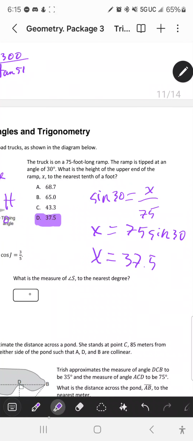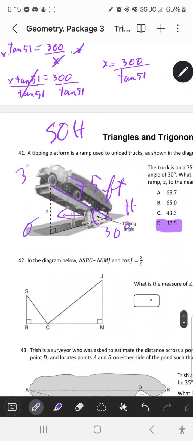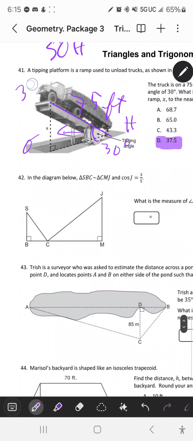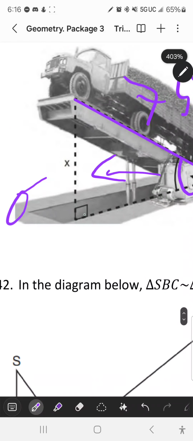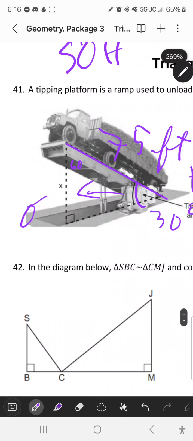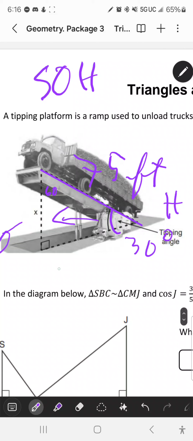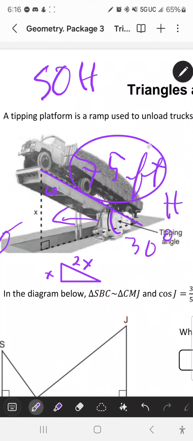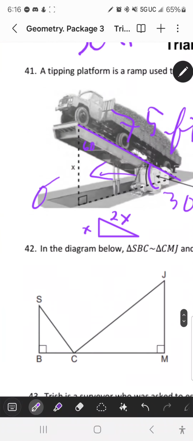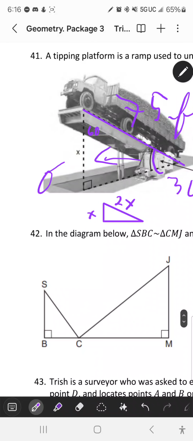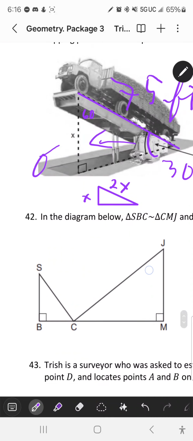Now, another way to do it is that if you remember our identity 30, 60, 90, we know that this angle is 30, this one is 90, so therefore this one is 60. And the short line is half the long line. So we have the long one, which is the hypotenuse, and we need the short. So we just need to divide this by 2. And we're also going to get 37.5, which is the right answer. So you can use whichever comes to your mind.